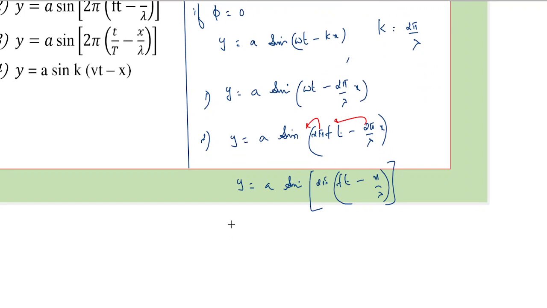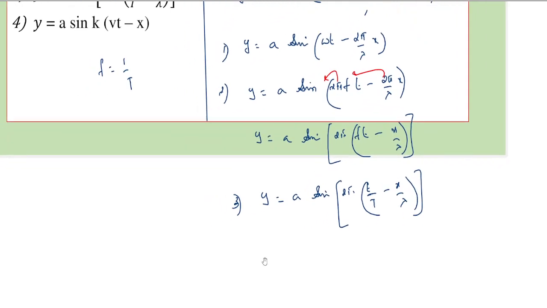Now we can write it further also. We know that frequency is 1 by time period. So therefore y is equal to a into sine, the third form of it, sine of 2 pi into t by capital T minus x by lambda. So this is another form of the wave equation. And now the fourth form.